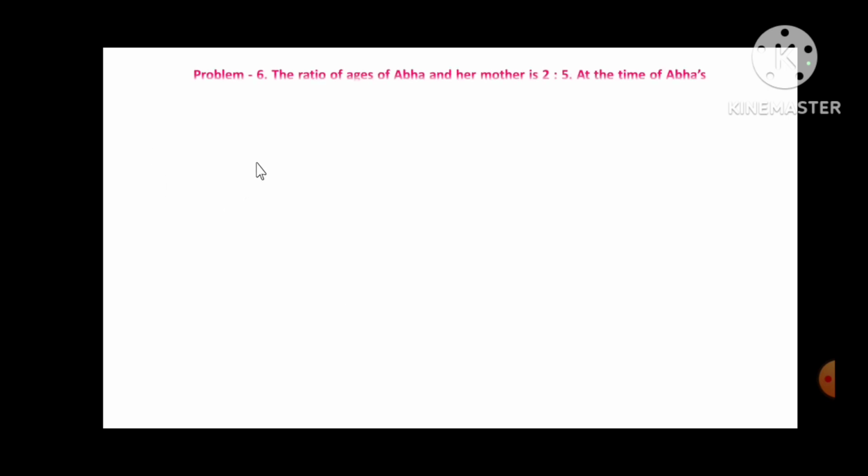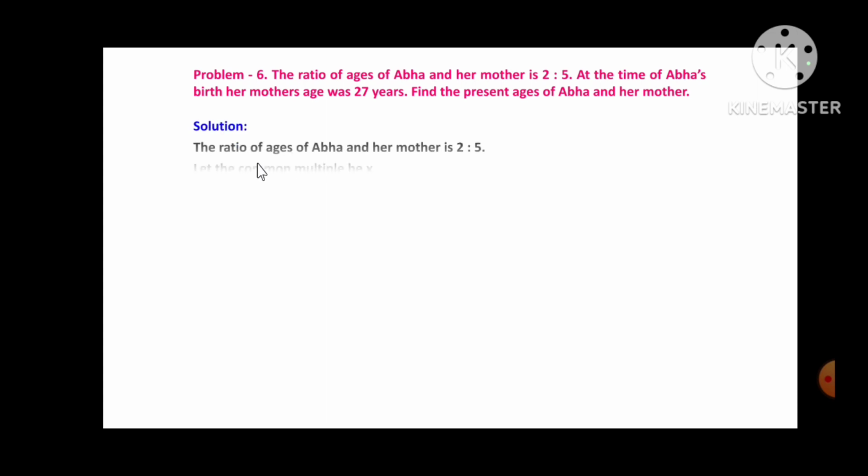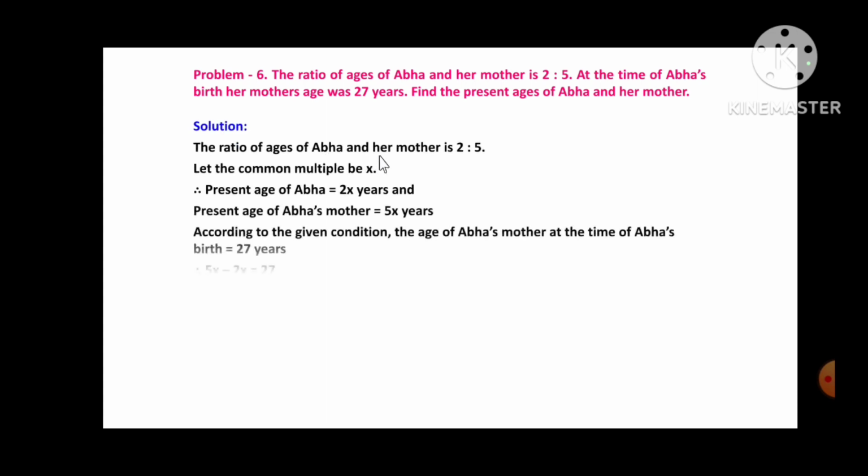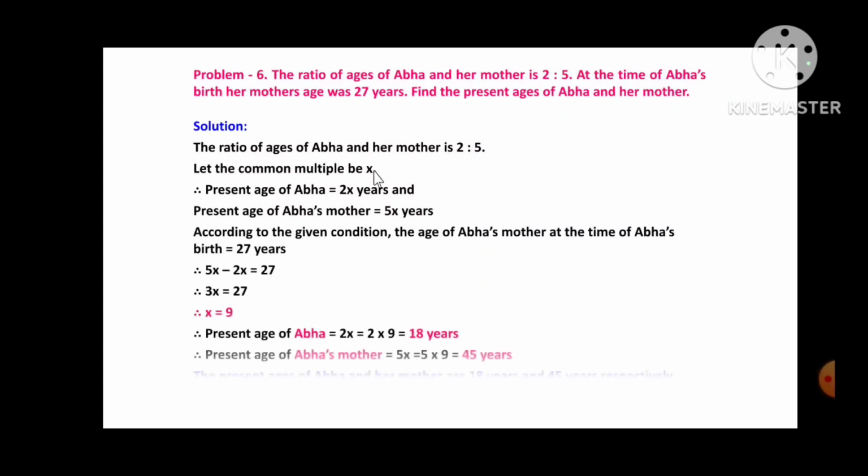Now problem number 6. The ratio of ages of Abha and her mother is 2 as to 5. At the time of Abha's birth, the mother's age was 27 years. Find the present age of Abha and her mother. Friends, here the ratio of the ages of Abha and her mother is 2 as to 5. It is given. Let the common multiple be x. Therefore, present age of Abha be 2x and the present age of mother be 5x years.